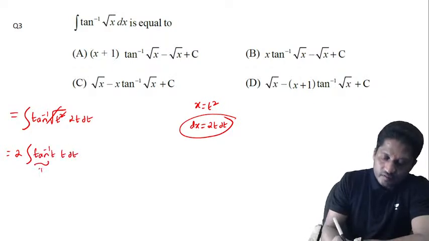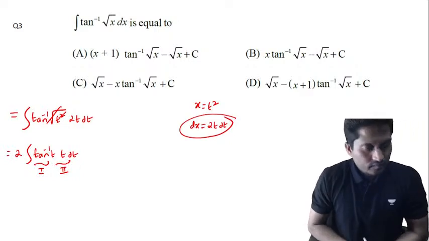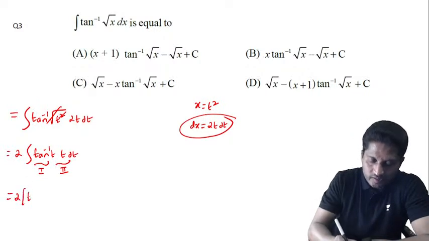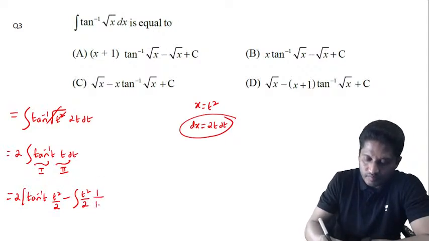This will be first, this will be second. And let us use by parts. First function is tan inverse of t. Integration of t is t square by 2. Minus integral of second, which is t square by 2, into differentiation of tan inverse of t, which is 1 by 1 plus t square.